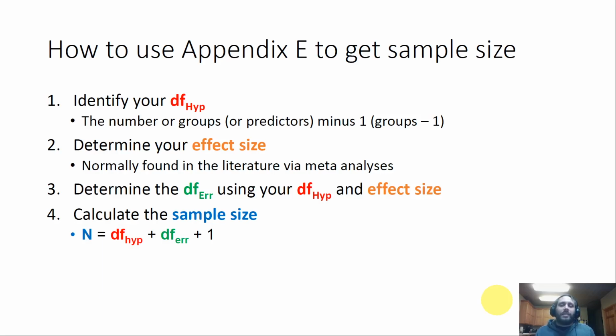So we're going to be using Appendix E to get our sample size, but there are 4 essential steps that we're going to be doing. Our first step is to identify the degrees of freedom hypothesis. Then determine your effect size, which is normally found in the literature. Here we're just going to be telling you. Then you determine the degrees of freedom error using your degrees of freedom hypothesis and effect size, and then we calculate the sample size. So now should be where my word problem comes in.